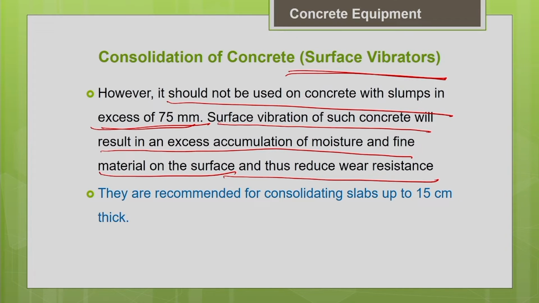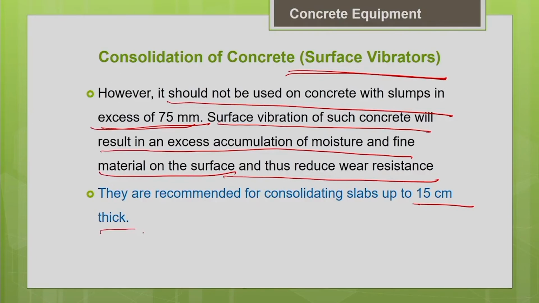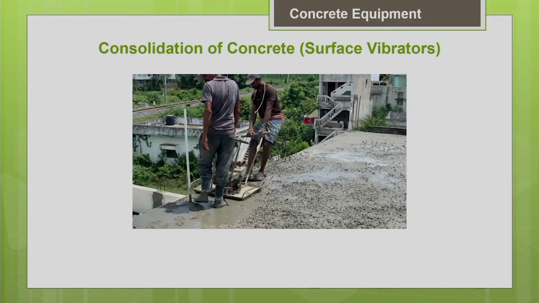And one more thing you have to note is that the vibration transfer will be effective only for a depth of 150 mm. So, they are recommended for consolidating slabs up to 150 mm thick. Beyond that, the transfer will not happen effectively. This picture also shows how the plate type surface vibrator is used for slab consolidation.